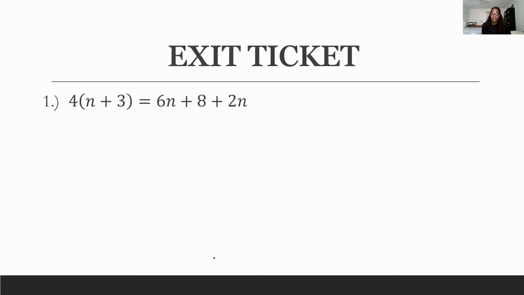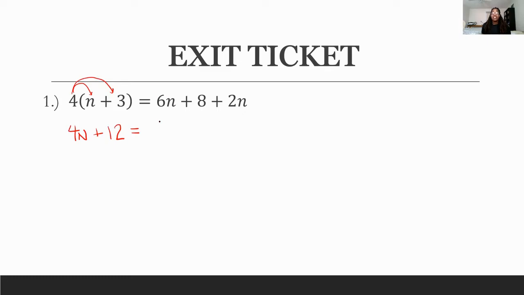So before we go into that, we're going to look at the exit ticket from the last video. We do a little distributive property, and we're also combining like terms. So we have 4 times n plus 3 equals 6n plus 8 plus 2n. We're going to distribute the 4 to the n plus 3, so 4 times n gives me 4n, plus 4 times 3 gives me 12. And then we have our equal sign.